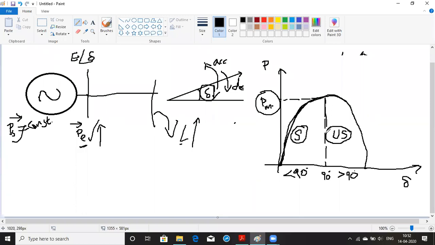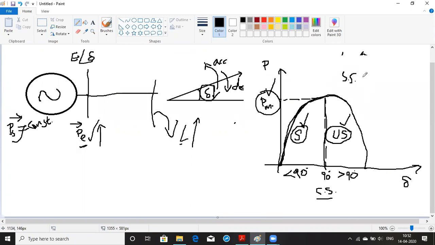If it is exactly at this point, we call it a critically stable condition, which is not practical, just a theoretical point of view, because practically you will see stable or unstable, while theoretically you also see this critically stable condition, where it can deliver the maximum power. So this is the determination of the steady state stability limit.